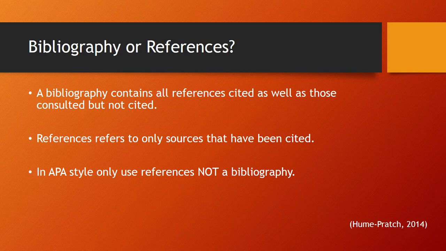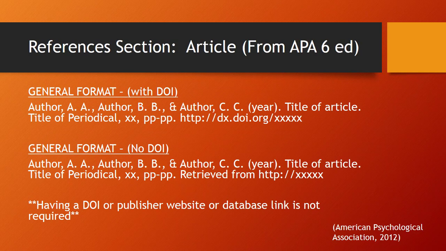So you may get this question, is it a bibliography or is it called references? And in the case of an APA style paper, it's always references because a bibliography has all the references that you cited in the paper as well as others you may have read but not cited. And references refers to only sources that have been cited. So in APA, use references.